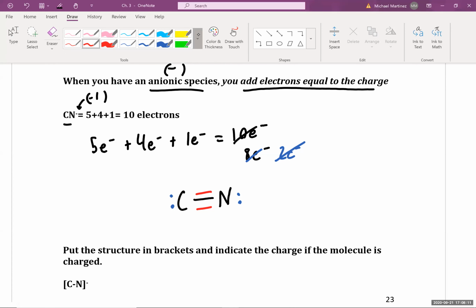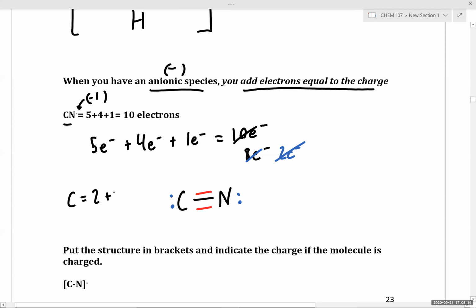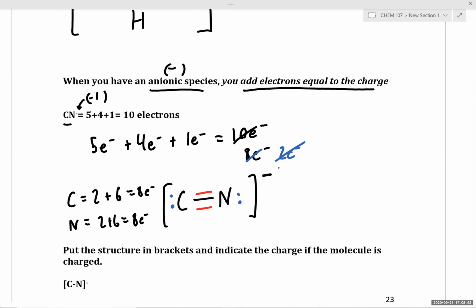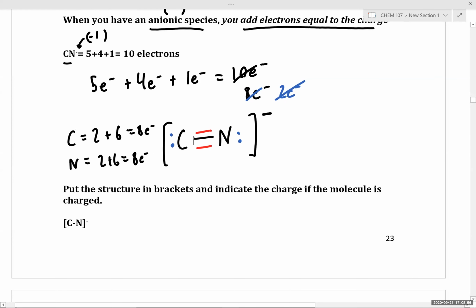Now, as we can see, carbon has a complete octet because it has two plus six, so eight electrons total, and nitrogen has a complete octet because it has two plus six, or eight electrons total. Now, keep in mind the cyanide anion is a charged species. So just like our cation, we put our structure in brackets and we put the charge in the upper right-hand corner. Does this example make sense to everyone? Any questions on this example? Okay, so let's keep going with this. Just like before, put the structure in brackets and indicate the charge if your molecule is charged.